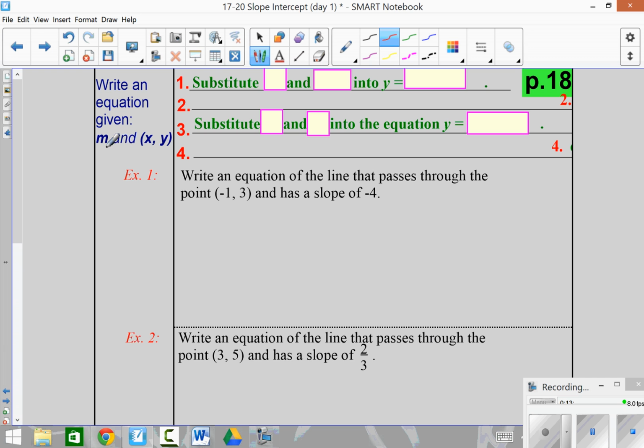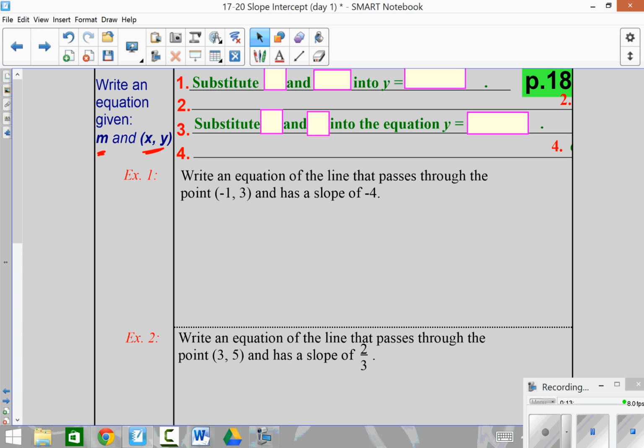So I'm going to give you the slope now, and I'm going to give you an ordered pair. So in other words, you're going to be looking for the b. The b is not going to be given to you this time. In the previous four problems, the b was given to you. So let's take a look at our 4 steps here.